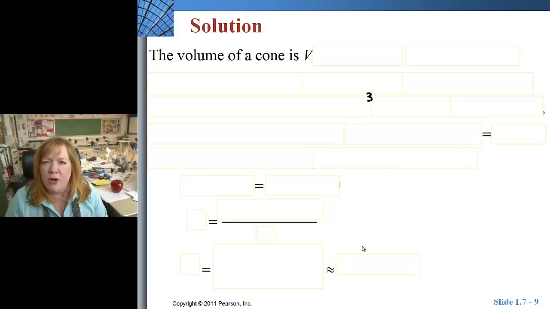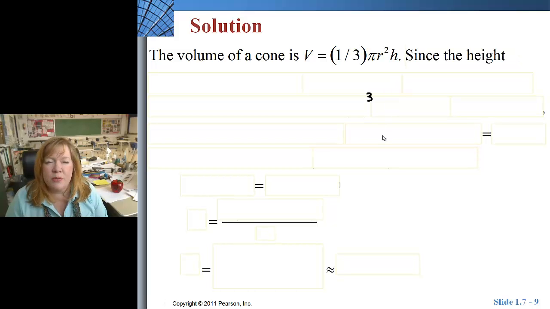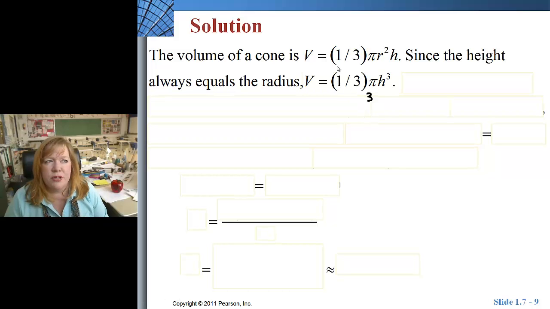So volume of a cone, just in case you don't remember, it's 1/3 pi r squared h. 1/3 pi times radius squared times the height. Since the height is equal to the radius, we can actually replace this r squared with h squared because the height and the radius are going to be equivalent, which helps our calculations. So this volume is going to become 1/3 times pi times h cubed.